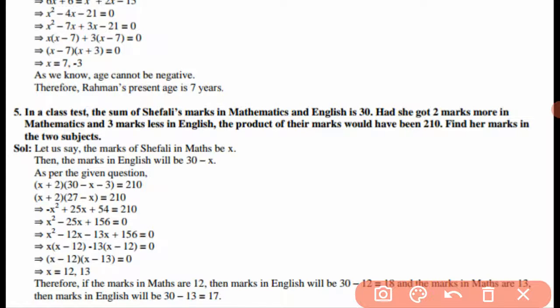Therefore the marks in maths are 12. Then if the marks of maths are 12, English will be 18, and if the marks of maths are 13, then the marks of English will be 17. So in this way we can do this question.